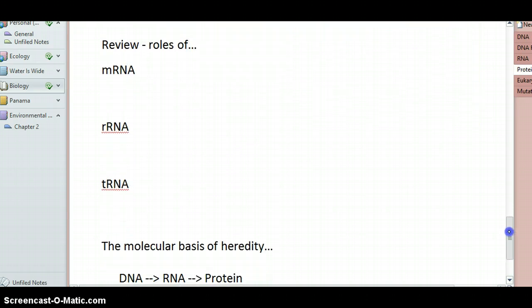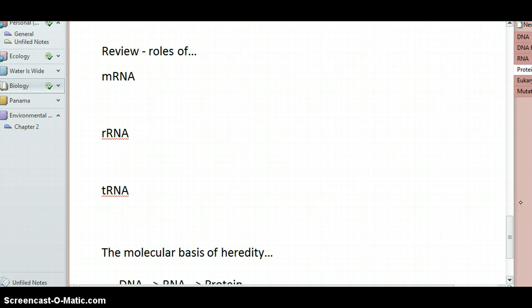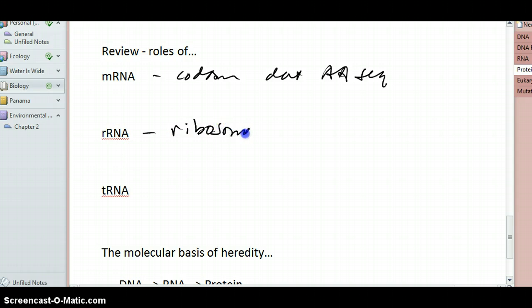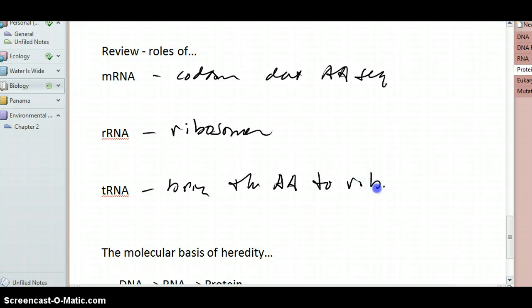All right, so let's review this here now. The mRNA, again, all these RNAs are made by transcription in the nucleus, but the mRNA basically has the codons that determine the amino acid sequence in our polypeptide. Our rRNAs comprise the bulk of the ribosomes, which are the site of translation, where we're going to make the protein. tRNAs bring the amino acids to the ribosome, and remember, tRNAs contain the anticodon that matches up with the codon on the mRNA.